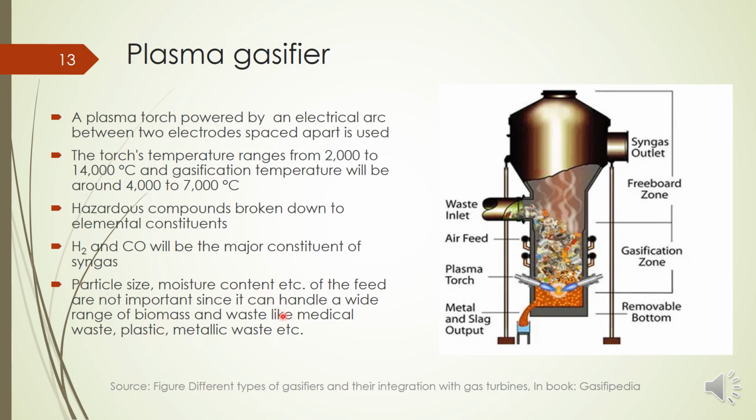So that is why most of the countries are going for this, for converting waste to syngas, because these are not only useful for biomass, but they can be used for converting medical waste, plastic waste and metallic waste, etc. So anything we can mix and feed into the gasifier, and the gasifier will convert it into mainly hydrogen and carbon monoxide. So that is the advantage of plasma gasifier. Of course you have to spend a lot of energy here for producing the plasma torch, but still this offers a method for converting the waste so that we can reduce the landfill, etc.